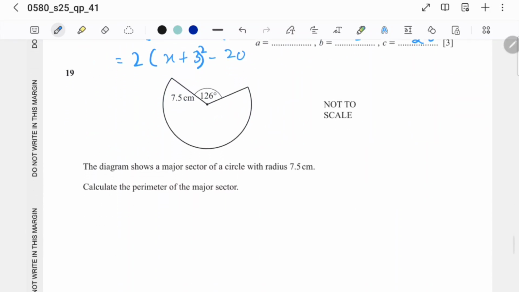It is given that the diagram shows a major sector, a circle with radius 7.5. The perimeter of the major sector is required. So we'll need to find the major sector angle. Theta will be equal to 360 minus 126, which is equal to 234. This angle is 234 and it is the major sector. Okay, more than 180 degrees is the major sector.